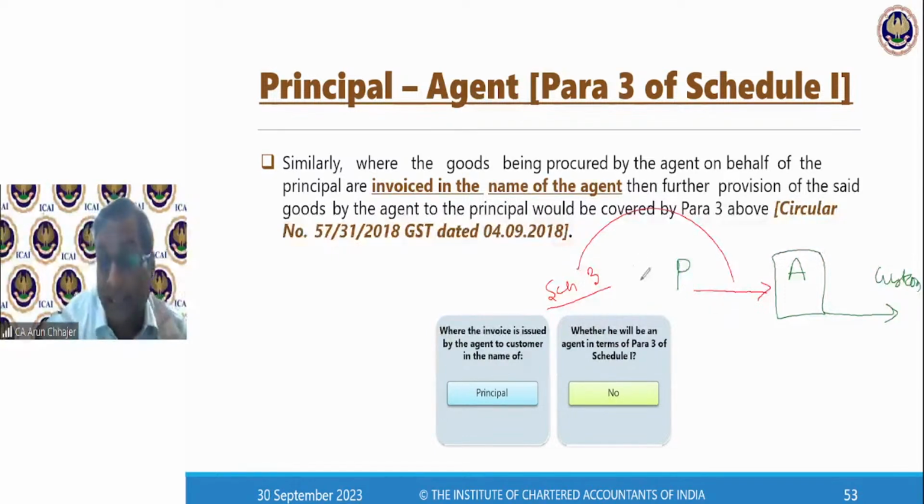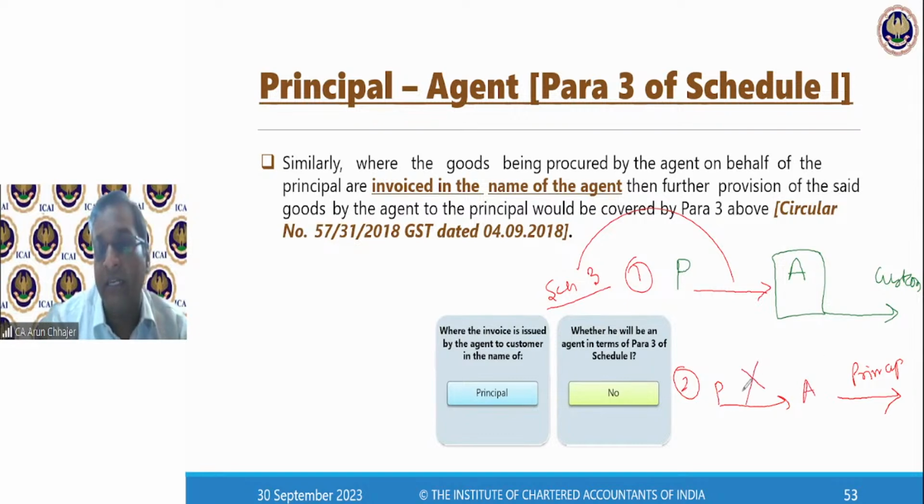GST. Second scenario: when the agent is supplying the goods to the customer but issuing the invoice in the name of the principal only, in that case, supply by the principal to the agent is not treated as a supply per se.